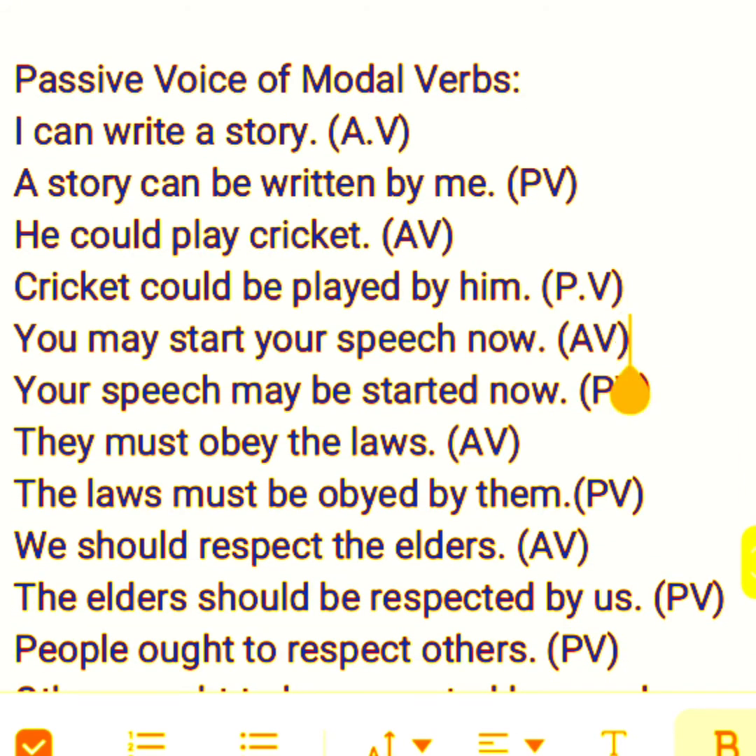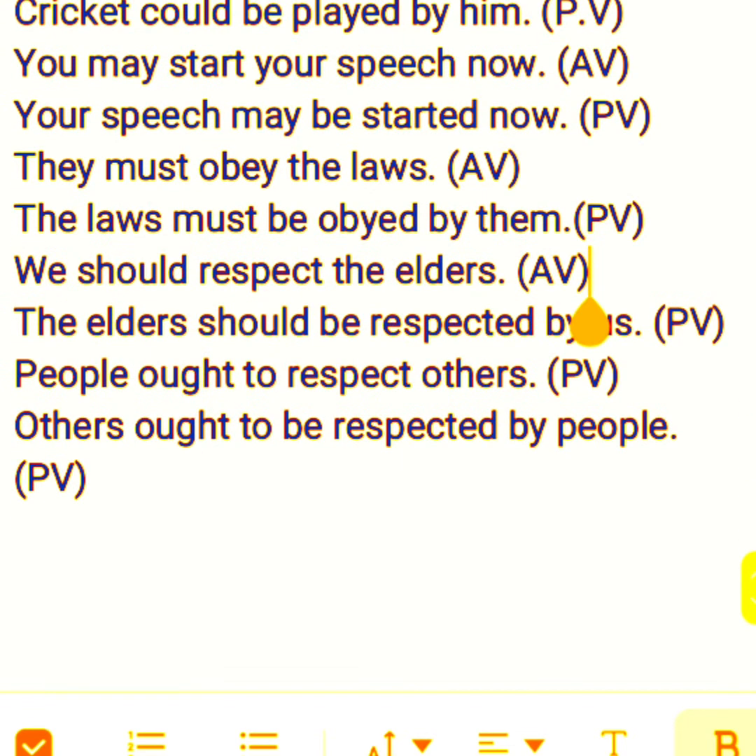You may start your speech now, your speech may be started now. Okay, then they must obey the laws, the laws must be obeyed by them. We should respect the elders, the elders should be respected by us. People ought to respect others, others ought to be respected by people. Okay, so if there's any perfect tense, then we have to use have and been.